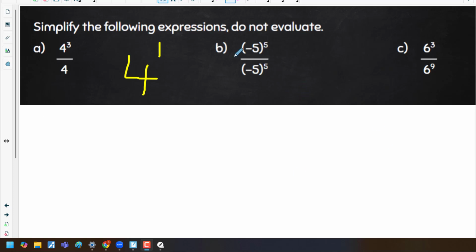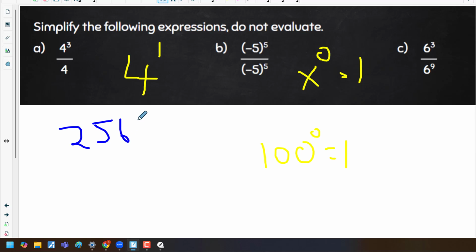Once again, the exponent is 1 when there's nothing written, and the rule is if I have anything to the power of 0, let's say x to the power of 0, that's 1. If I have 100 to the power of 0, that's 1. If I have 256 to the power of 0, that's equal to 1. So the rule is if anything is to the power of 0, it's just 1. That's just the rule.